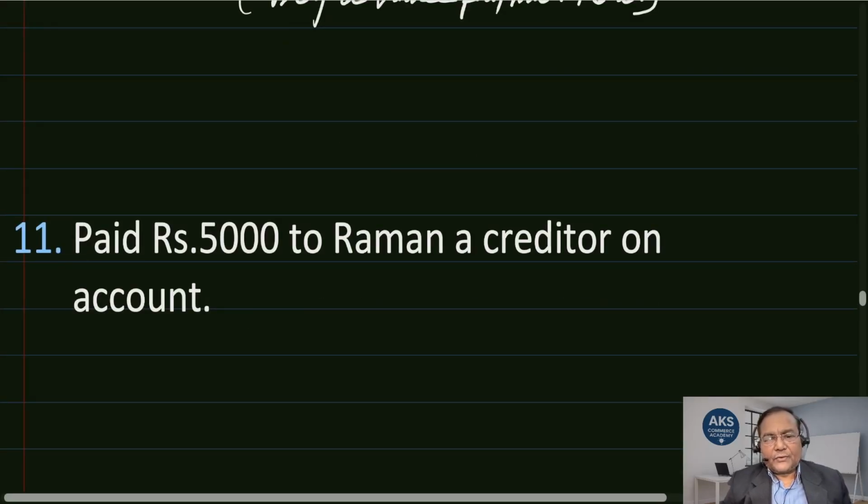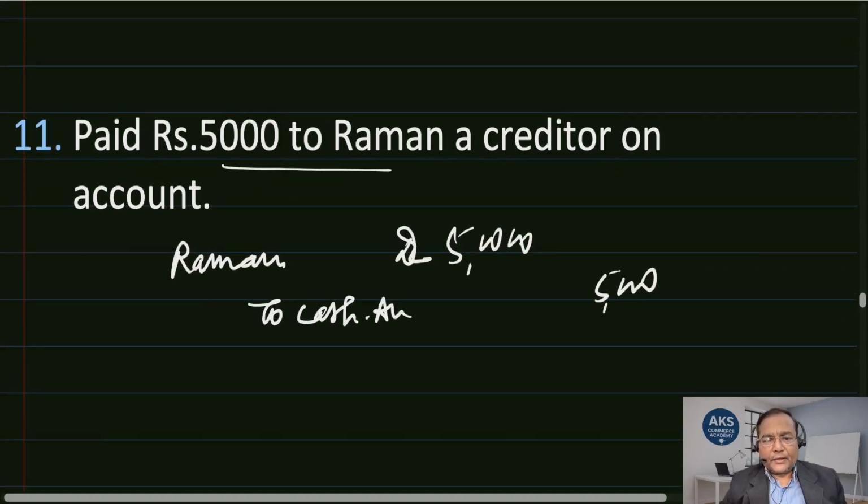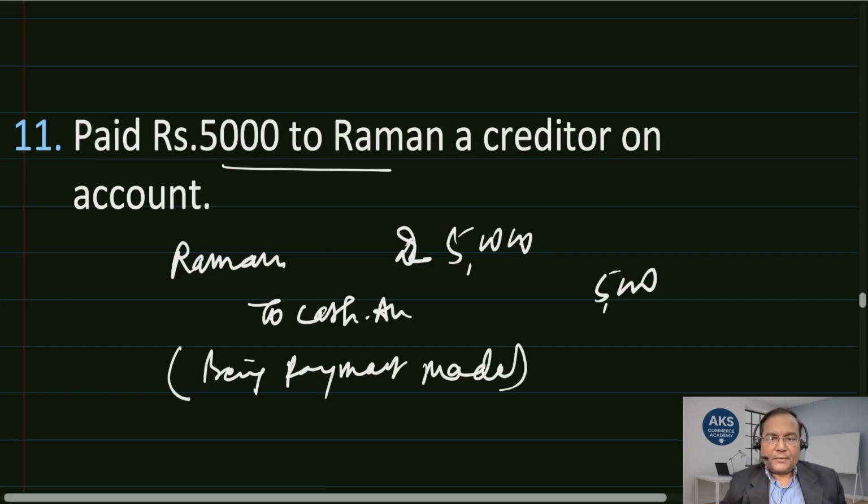Paid rupees 5,000 to Raman, a creditor, on account. So Raman was a creditor from whom we purchased goods, so we need to pay him, and we are making the payment. So entry will be Raman debit to cash, 5,000 rupees. But when it is mentioned on account, it means there is a part payment done, so there will be some more which will be paid later. So Raman account debit to cash, being payment made. Okay? We'll see the next one.